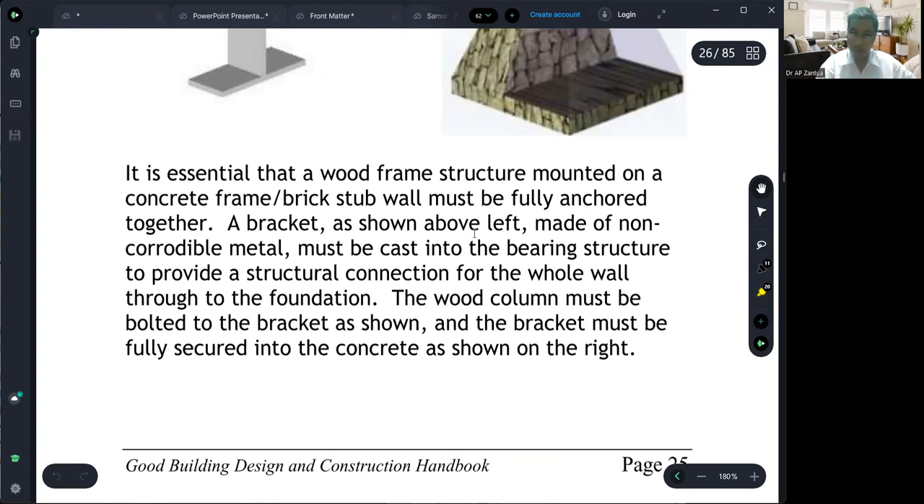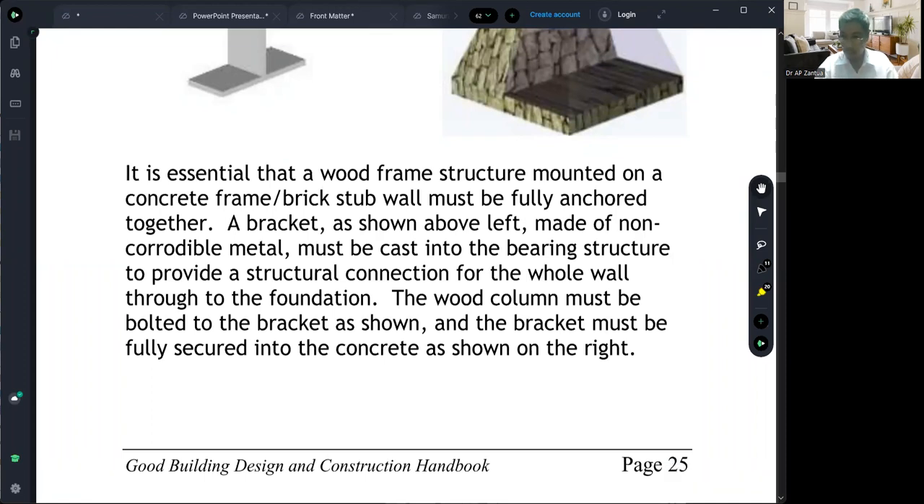A bracket is usually used, made of non-corrodible material. Non-corrodible meaning it does not easily catch rust. Okay, it must be casted into the bearing structure to provide a structural connection for the whole wall through to the foundation. Okay, so the wood column must be bolted to the bracket as shown. Okay, that's how we connect wooden elements to concrete elements.